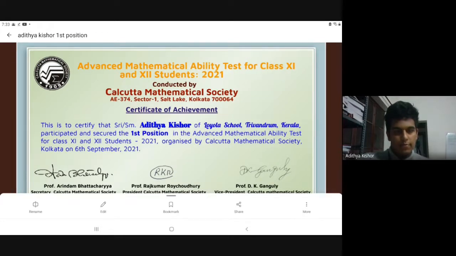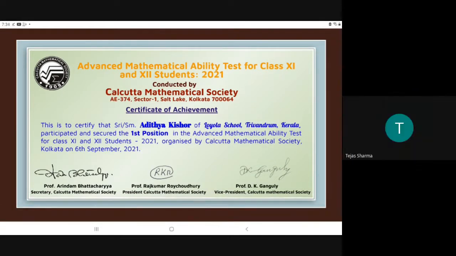And for the audience, I will mention that a 3,000 cash award will be given to Aditya Kishore after this session, within 1 or 2 days. So congratulations. This certificate will also be given to you through your email. So thank you, Aditya. Thank you, sir.